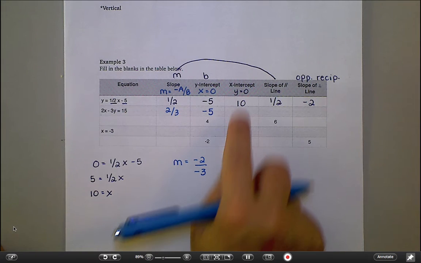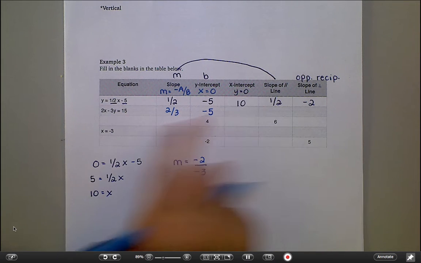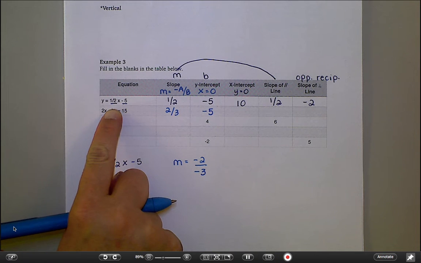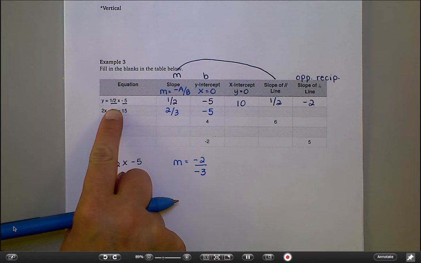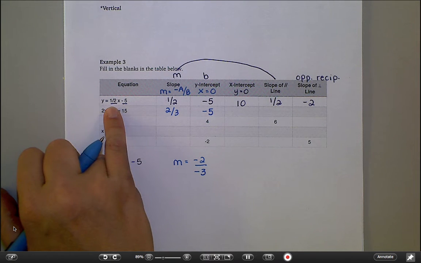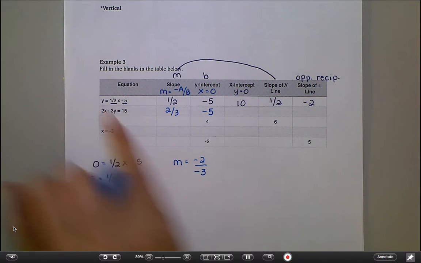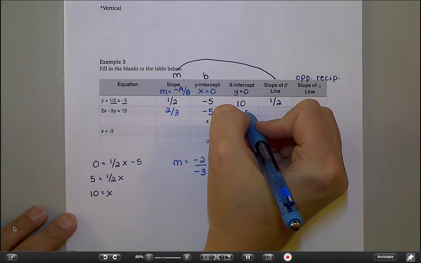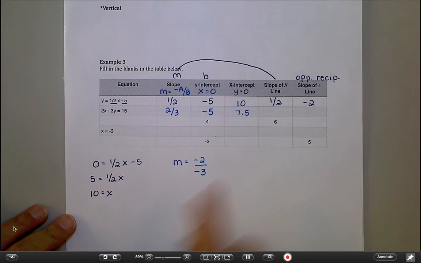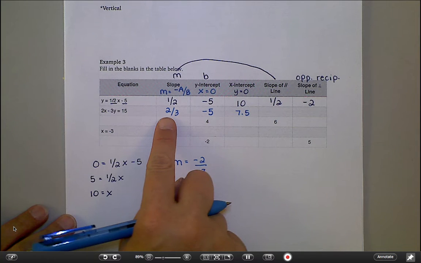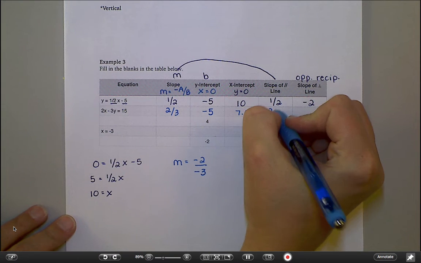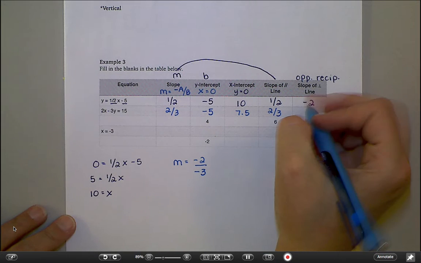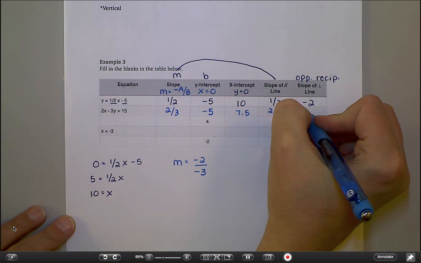Okay. And if I'm looking for the x-intercept and I make y equal to 0, I end up with, and I don't know how well you can see that, but it'll be 2x equals 15. Maybe I'll do that. 2x equals 15. Okay. And if 2x equals 15, x equals 7.5. Again, my parallel line slope would be 2/3. And my perpendicular line slope would be the opposite reciprocal, which would be -3/2.